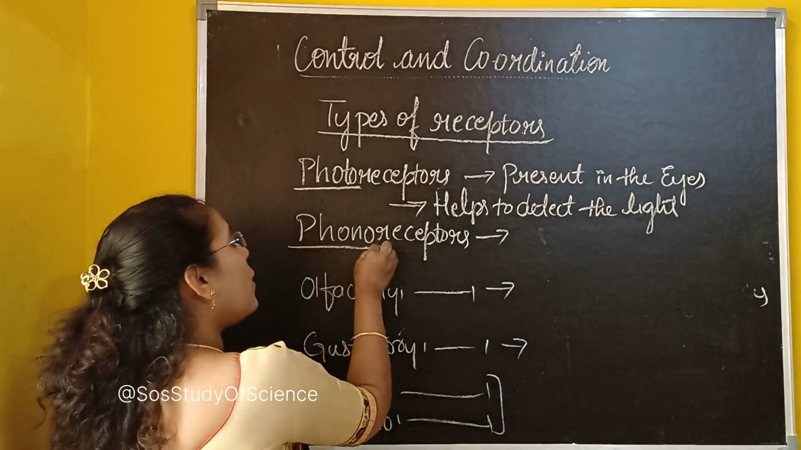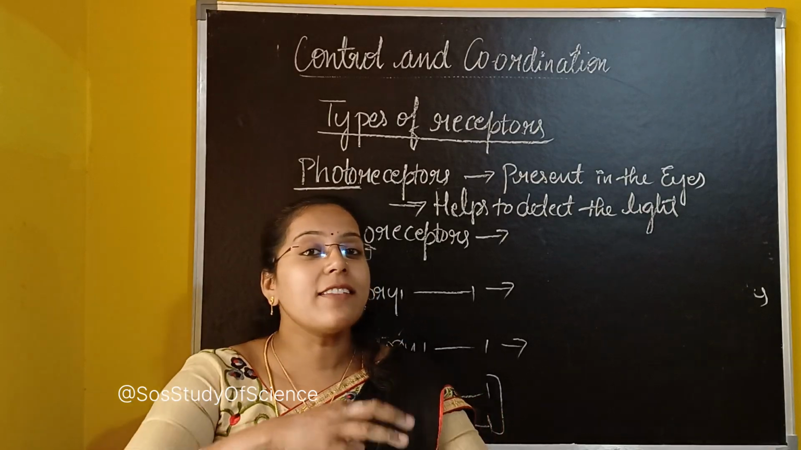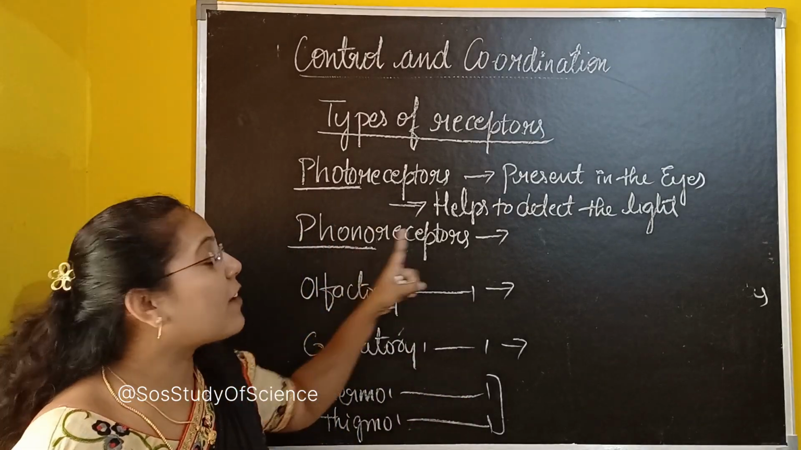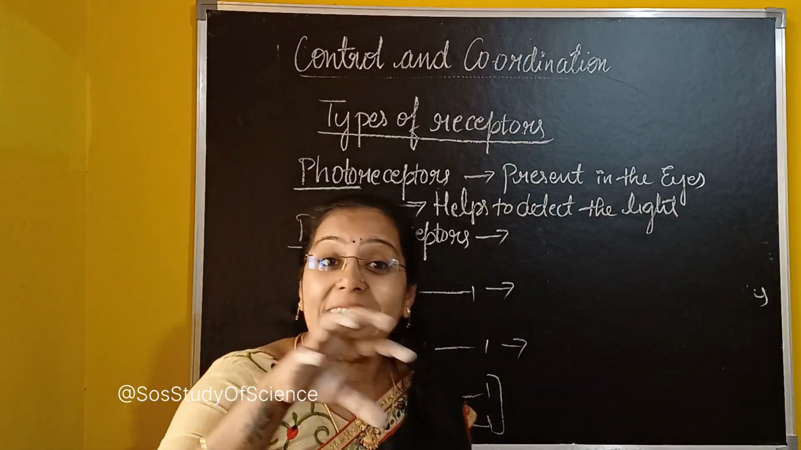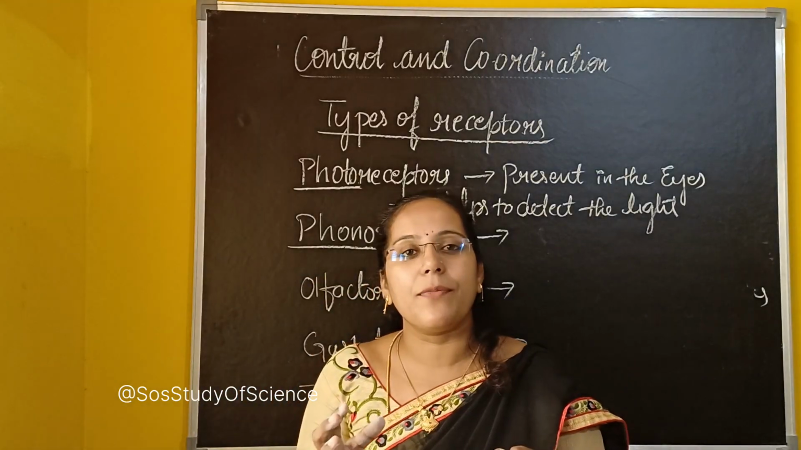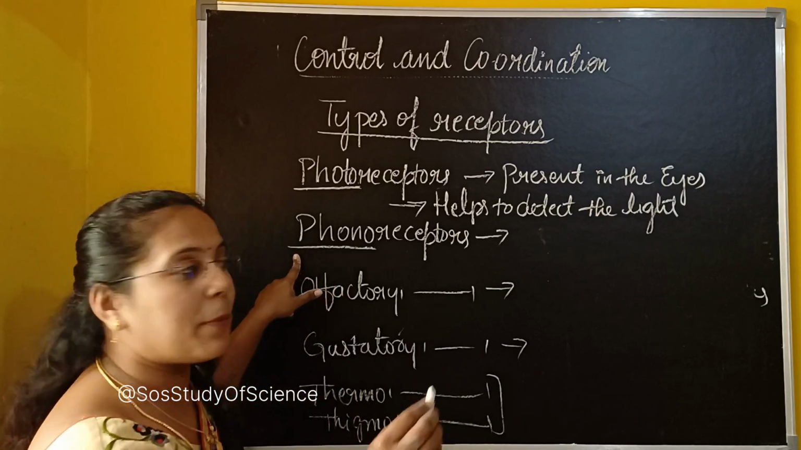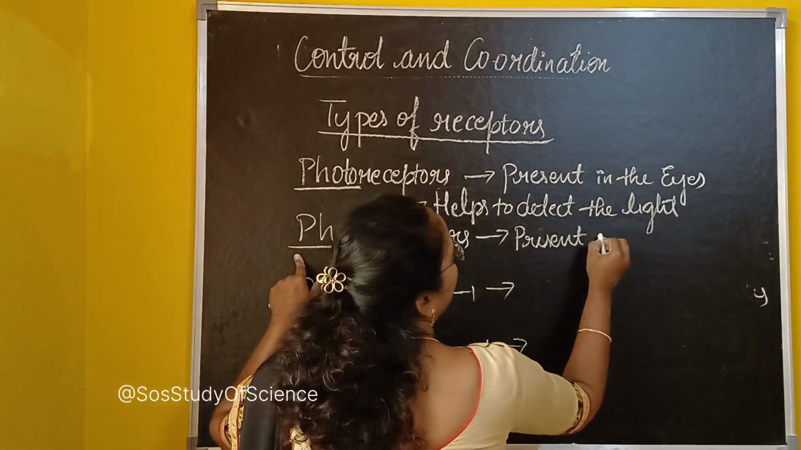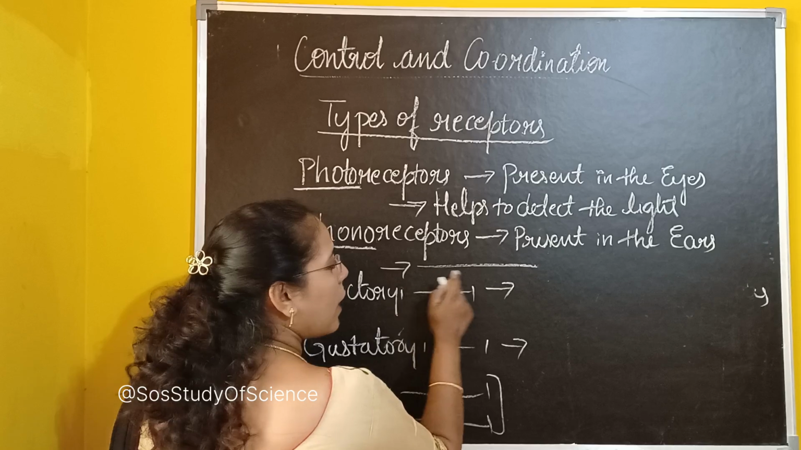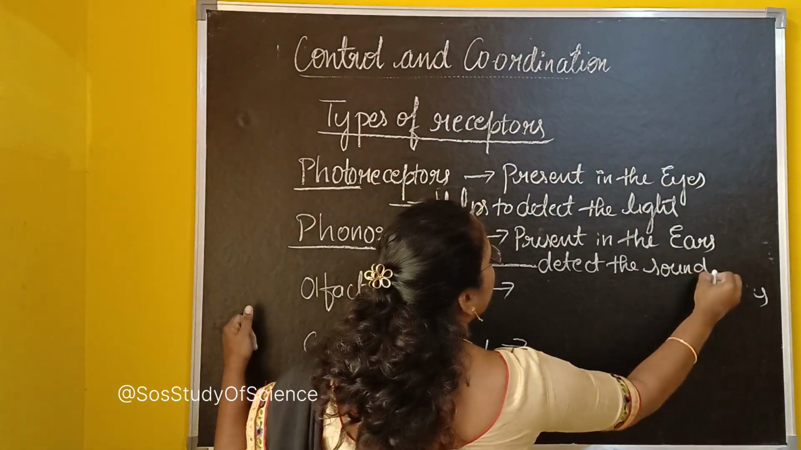Moving to the next, phonoreceptors. Where are they present? They are present in the ears. Whenever somebody calls you, whenever you hear some sound, you respond to it. Why? Because the phonoreceptors present in the ears help you detect the sound. The sound may be loud or very slow, whatever it is. The frequency of the sound may differ, but you are able to detect it. Note down, they are present in the ears and help to detect the sound.